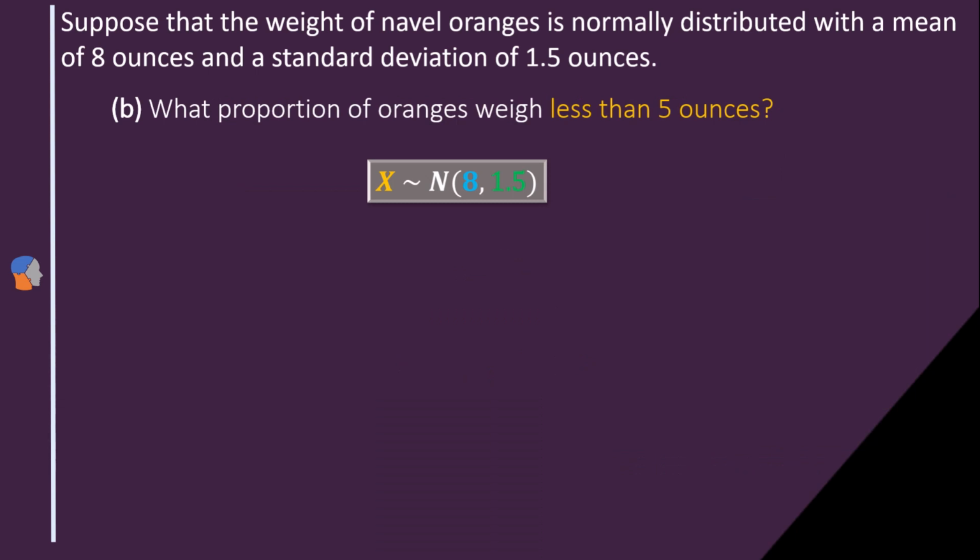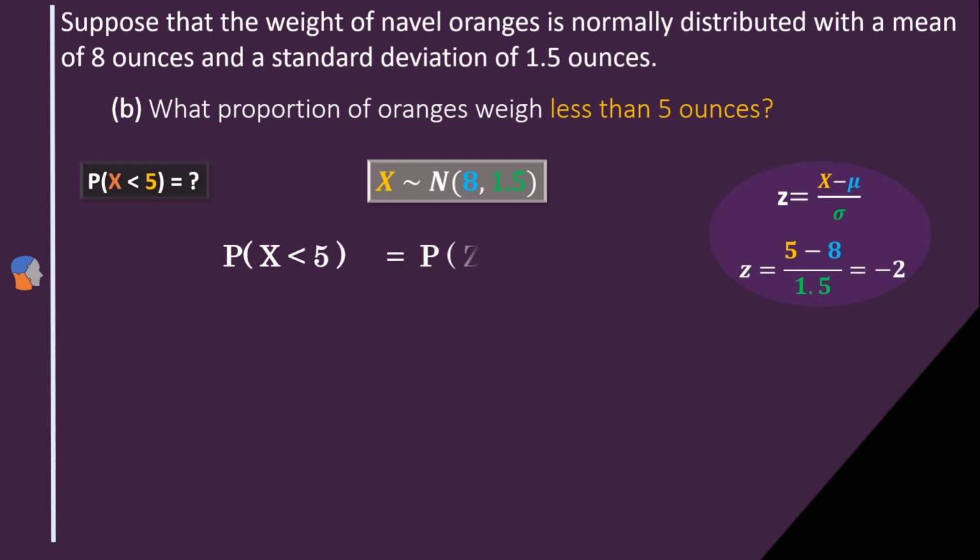Yes, very similar to the previous one. Again, translate the statement into a mathematical statement. Probability of x less than 5. So how do we find the probability of x less than 5? First, convert to the z value. We need to find the z value of 5 using x minus mu over sigma. Here x is 5, and we know mu and sigma. Therefore, z value is negative 2. So, now we need to find the probability z less than negative 2.